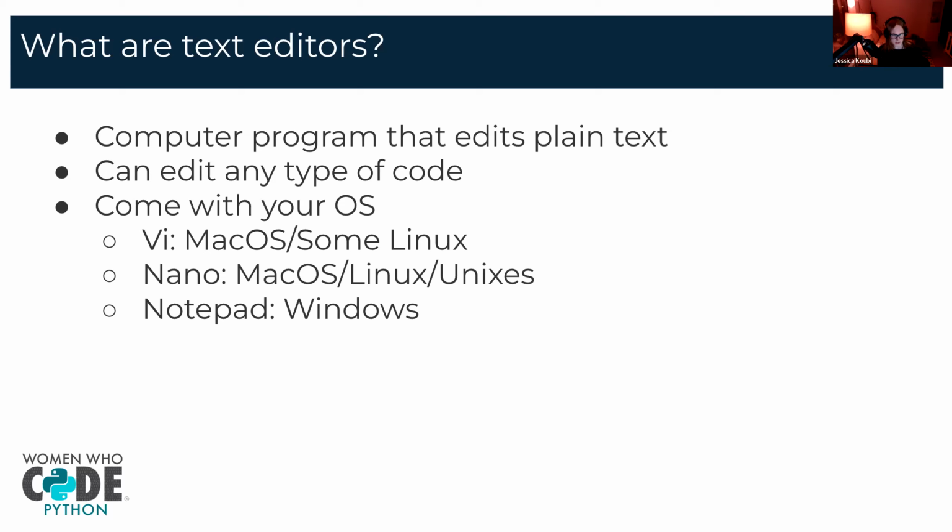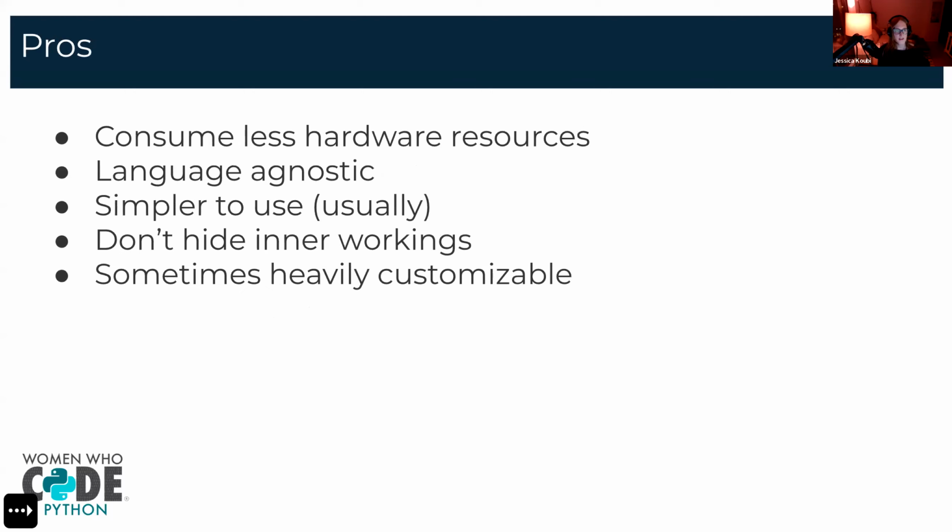You also have Nano on Mac OS, Linux, and most Unixes. That would be BSD and so on. And on Windows, you are stuck with Notepad, which is unfortunately very bare bones. So my advice would be, if you're on Windows, to pick something else. What are the pros and cons of using a text editor over an IDE or a web-based editor?